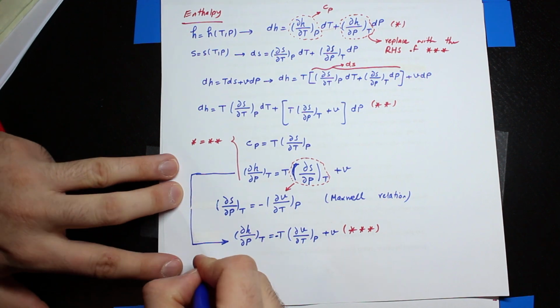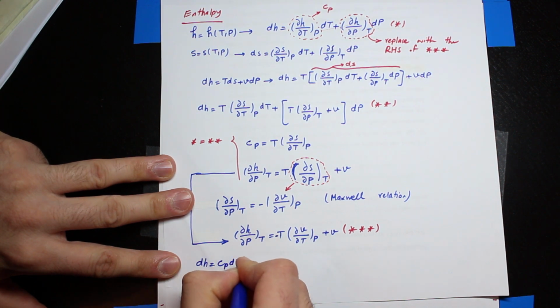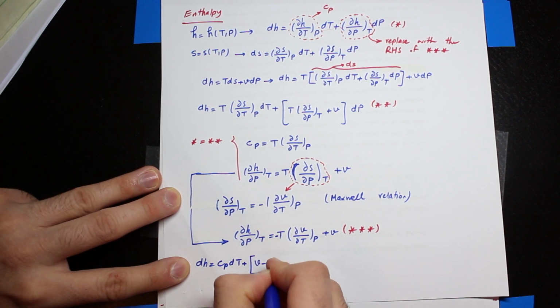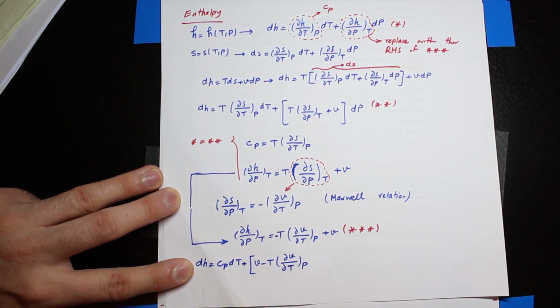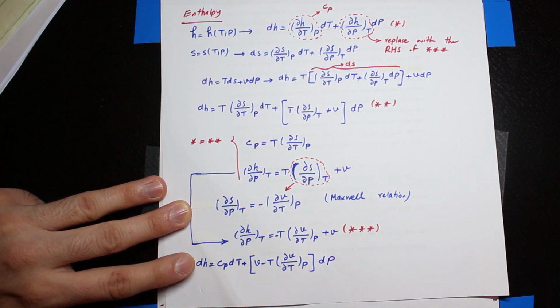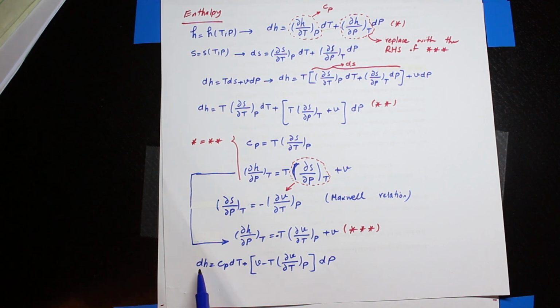Okay, so that tells me dH is equal to Cp dT plus V minus T partial V partial T for constant pressure multiplied by dP. So dH is Cp dT plus V minus T partial V partial T for constant pressure multiplied by dP.